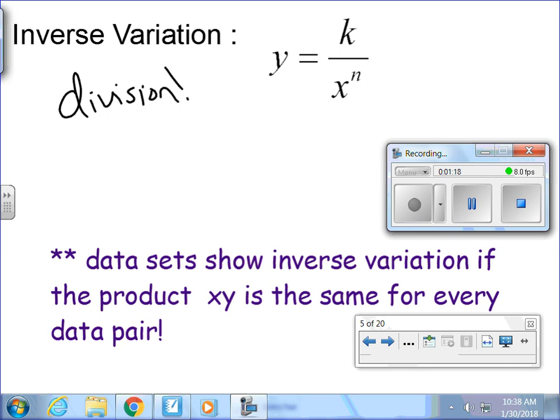Okay, while I paused the video, we did a quick experiment and we actually figured out that data sets would show direct variation if their quotient y divided by x is the same for every pair. So that was cool. We'll look at a few charts to show you what I mean.